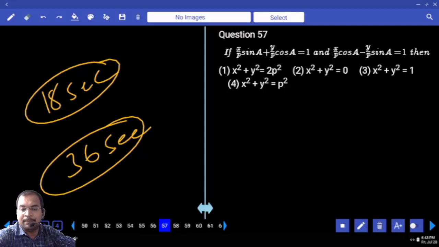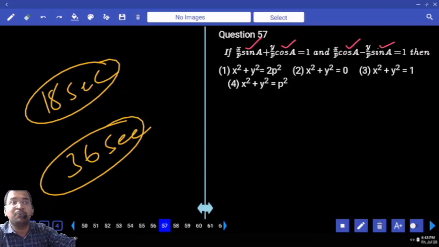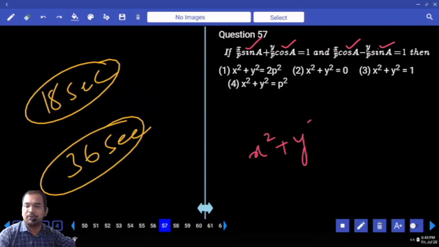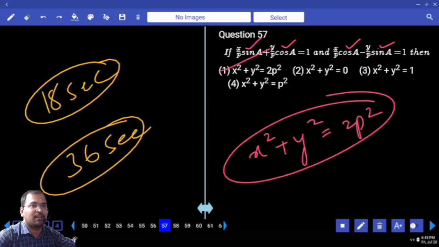If x by p sin a plus y by p cos a is equal to 1, and x by p cos a minus y by p sin a is equal to 1. Once you look, sin a cos a is there in one and cos a sin a in the other, that is, reversed, with plus plus and then minus. Whenever we get the reverse equation, what do we do? Take the sum of the squares on both sides. Then sin square plus cos square becomes 1. What do we get? x square plus y square is equal to p square plus p square, that is 2p square. Your answer is option 1.